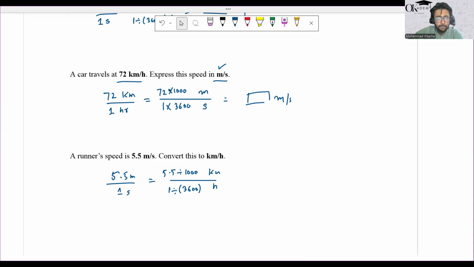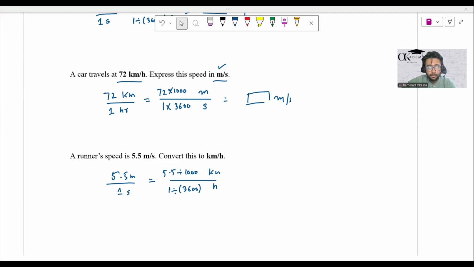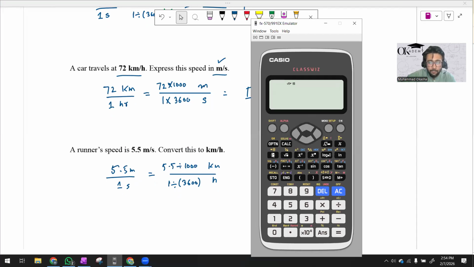Let me share my entire screen, just to give you an idea. I hope you can see the calculator, right? I'm doing the demo with you so that you do it this way in your calculator. Make sure that you have a scientific calculator, or you can use your phone, but make sure you have a scientific calculator in your phone. Okay, 5.5 divided by 1,000 and then 1 divided by 3,600 and you'll get your answer.